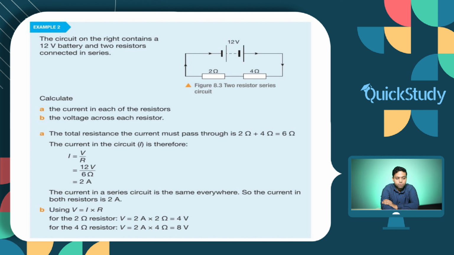In part B, we have to calculate the voltage across each resistor. Using V = I × R, for the 2 ohm resistor, V = 2 amperes × 2 ohms. The answer would be 4 volts. For the 4 ohm resistor, V = 2 amperes × 4 ohms. The answer would be 8 volts.